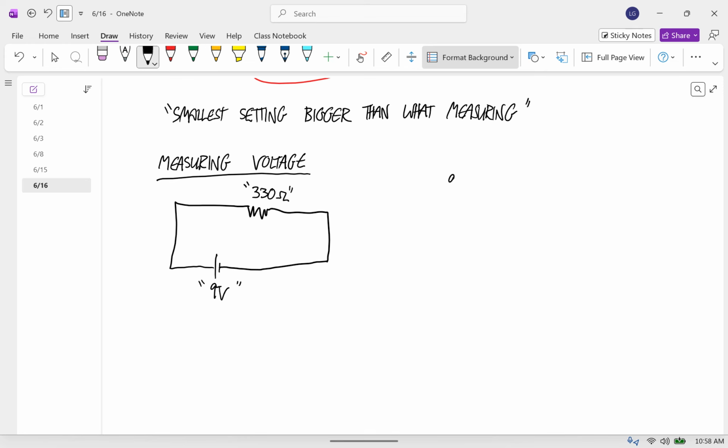Okay, so for a first step, measure the resistance of that resistor before you put that circuit together. If you remember what you got before, you can just write that down.